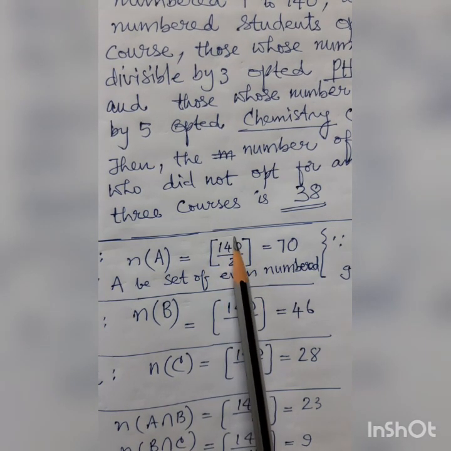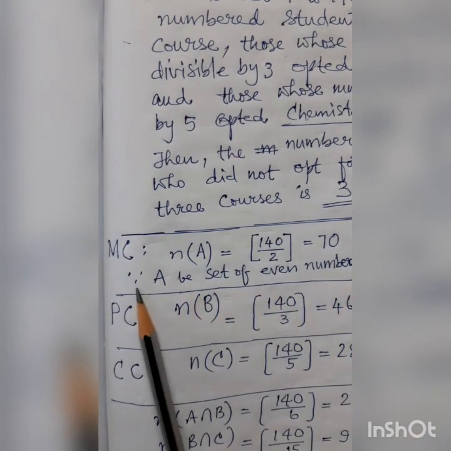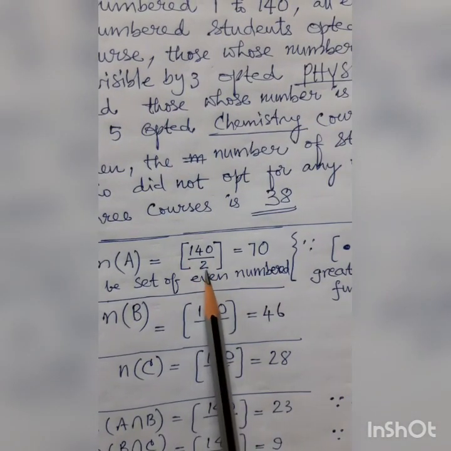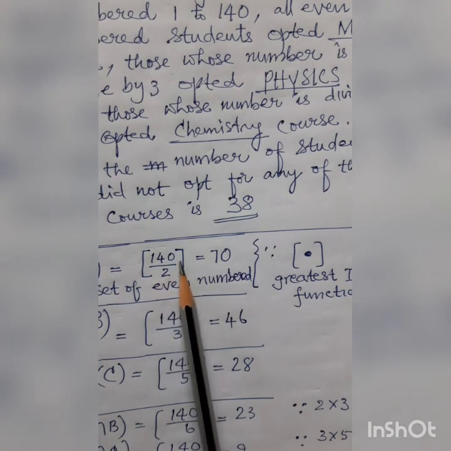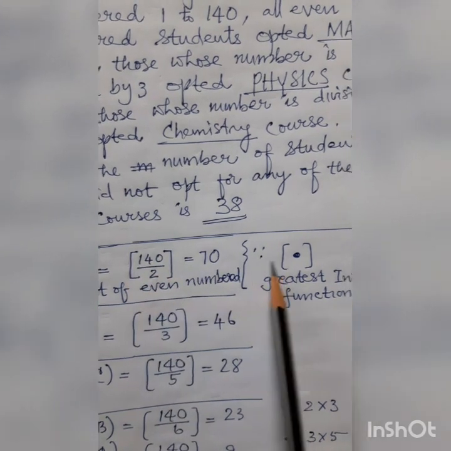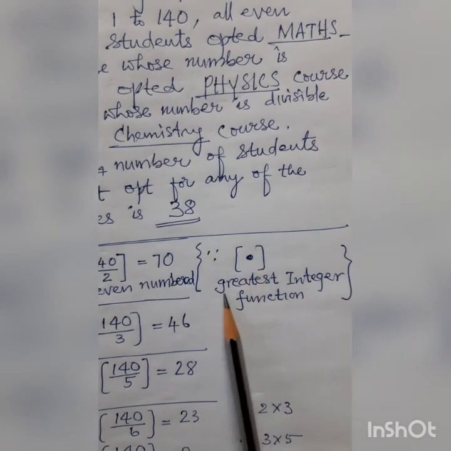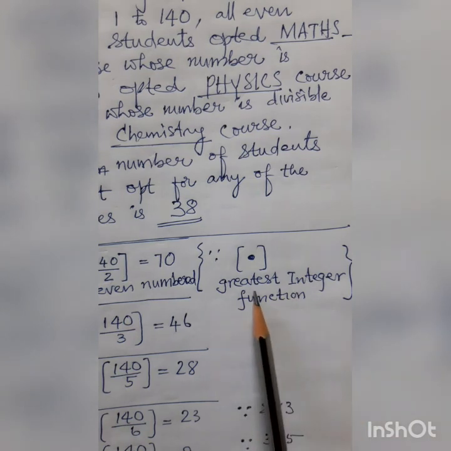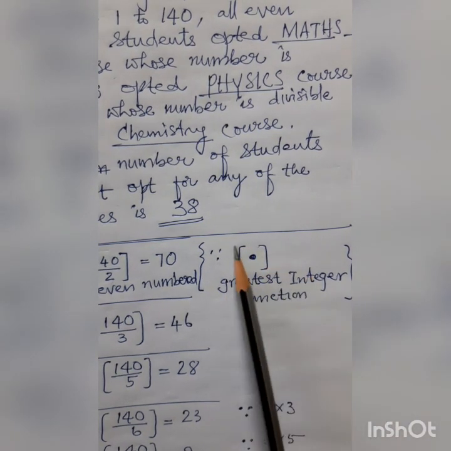Out of 140, the set of even numbers A, so 140 by 2 is 70. What is this? This is not the bracket. This is the greatest integer function, the so-called step function. That one we have to use.